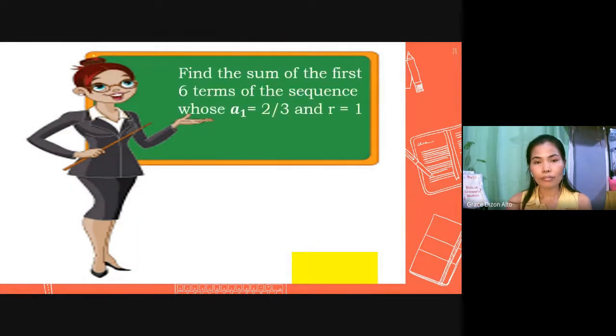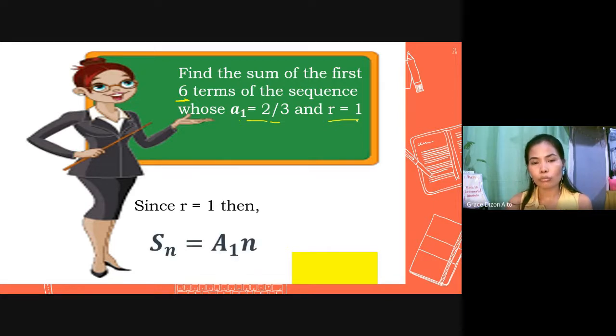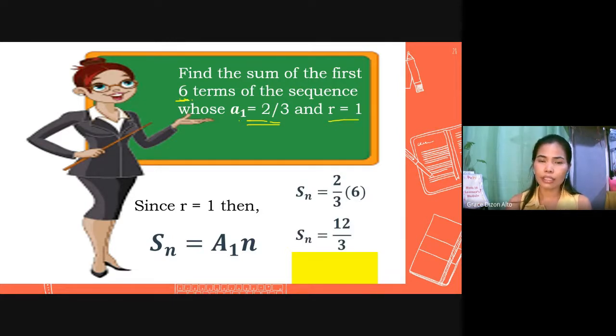Okay. Next, find the sum of the first 6 terms of the sequence whose a sub 1 is 2/3 and ratio is 1. So here we have 6 terms as our n, 2/3 is our a sub 1, and the ratio is 1. So as we have remembered, this is condition number 2. So we have to multiply the first term and the number of terms. So that's 2/3 and 6. And 2/3 of 6 is 4.